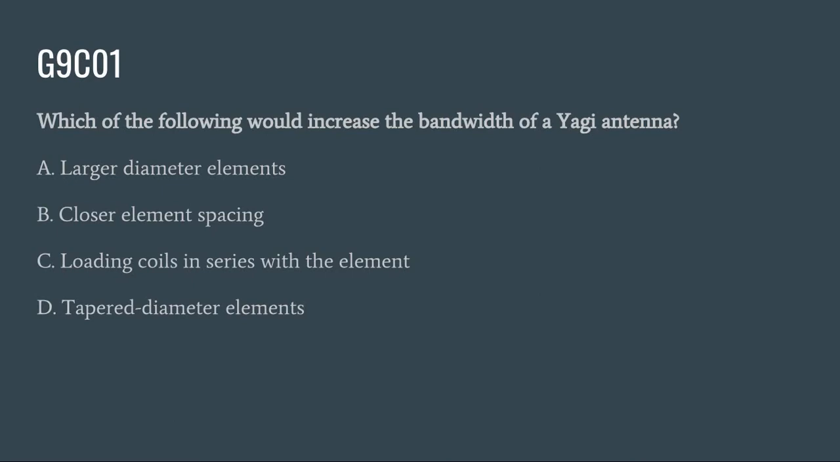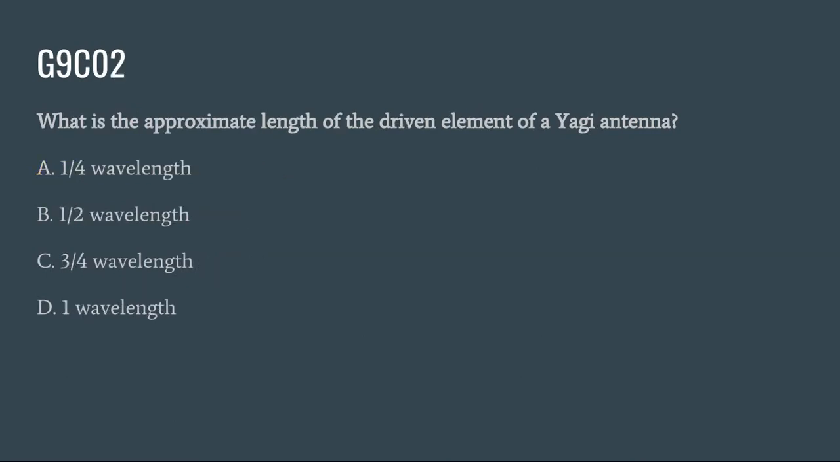G9C01, which of the following would increase the bandwidth of a Yagi antenna? A, larger diameter elements. B, closer element spacing. C, loading coils in series with the element. Or D, tapered diameter elements. Correct answer A, larger diameter elements.